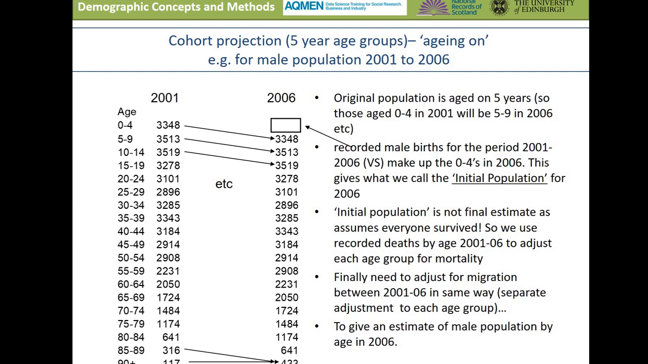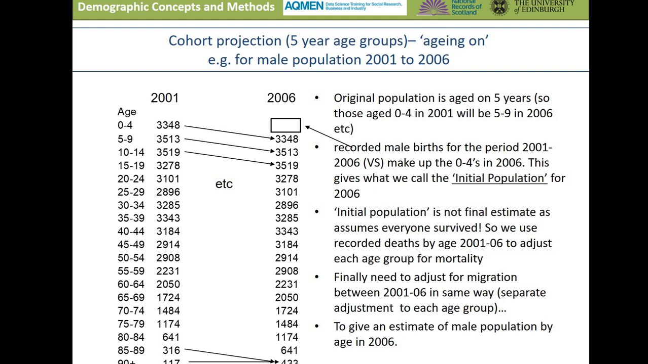And this clearly requires me then to estimate the recorded male births, so this is for males, these particular population counts, for the period 2001-2006 to make up the 0 to 4-year-olds in 2006. And this gives us what we call the initial population.